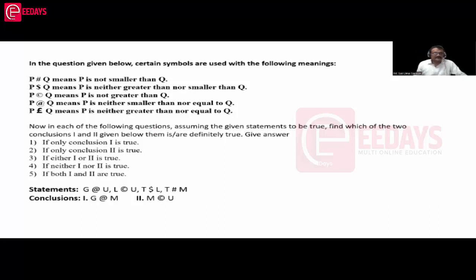Based on this data, here 5 conclusions are there, 5 options are there: if only conclusion 1 is true, if only conclusion 2 is true, if either 1 or 2 is true, if neither 1 nor 2 is true, if both 1 and 2 are true. Statements: there are 4 statements: G at the rate U, L copyright U, T dollar L, T hash M. And 2 conclusions are there: G at the rate M and M copyright U. Which of these 2 conclusions are valid based on this data?